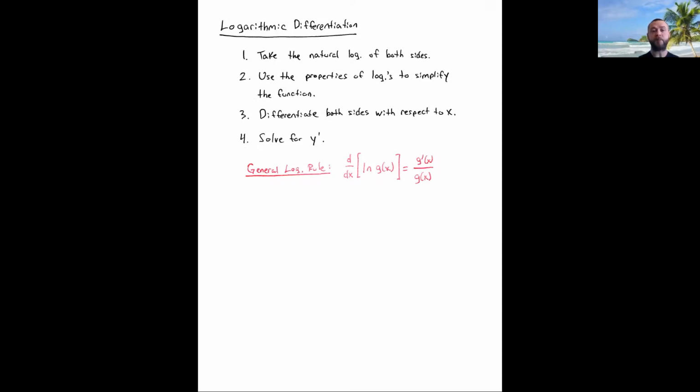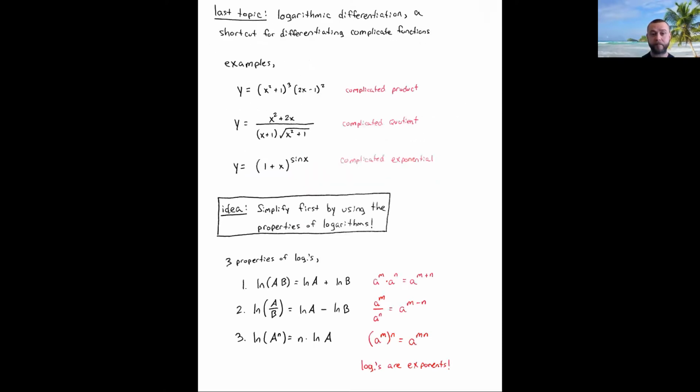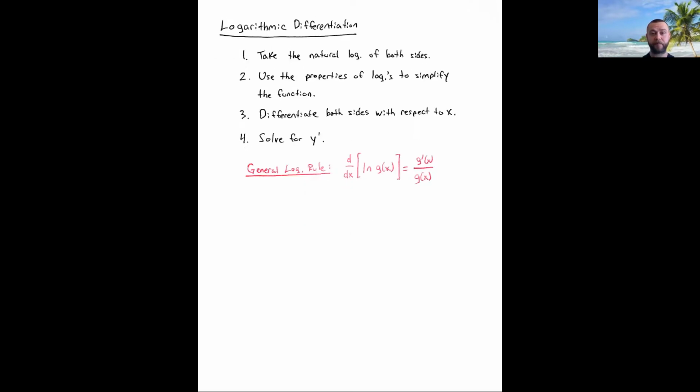All right, so before we get to some examples, let's do a quick set of steps for what will be involved for using logarithmic differentiation. So most of these functions, if you think back to the 3 examples we had up on the screen, the complicated product, complicated quotient, and complicated exponential, none of those have logarithms in them. So our first step in applying logarithmic differentiation is to take the natural log of both sides.